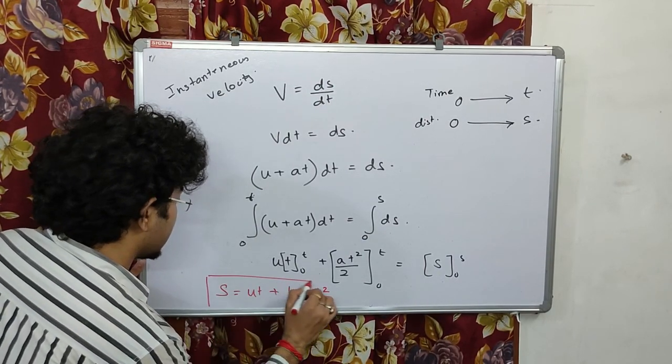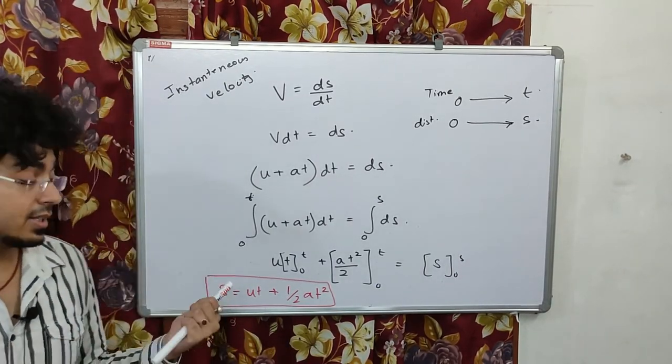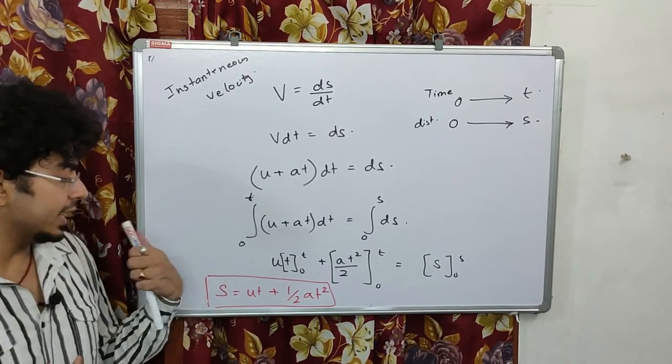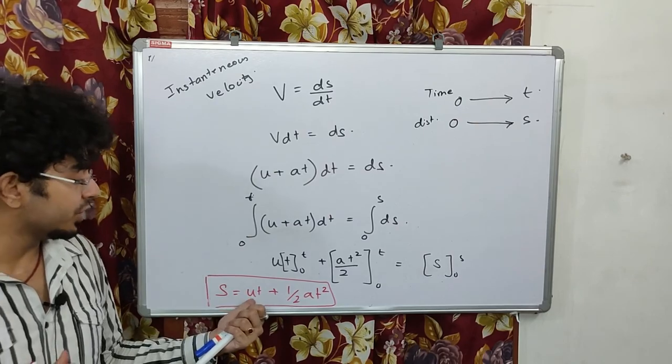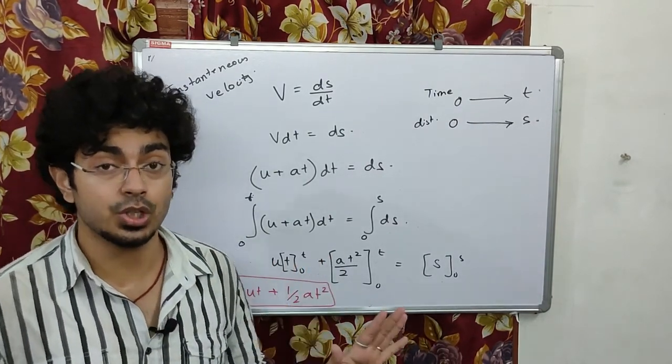So this is our second equation of kinematics. This is also a very important equation. We can get to know the displacement of any object which is moving with initial velocity u after time t, if we have the knowledge of acceleration.